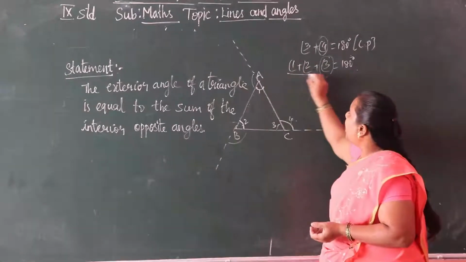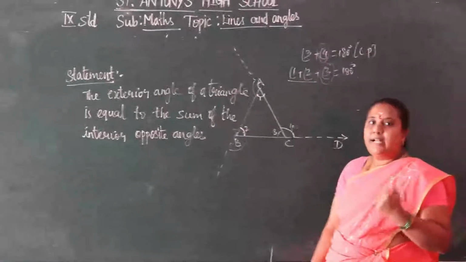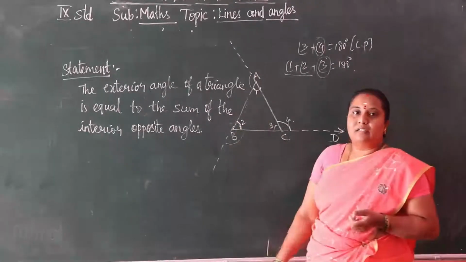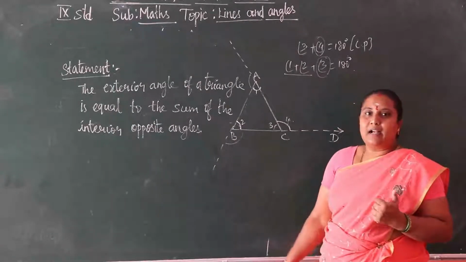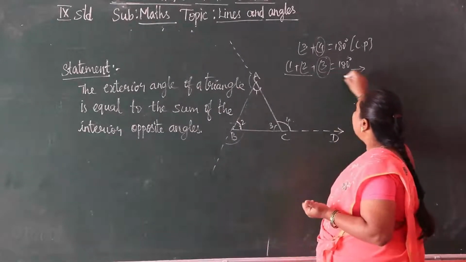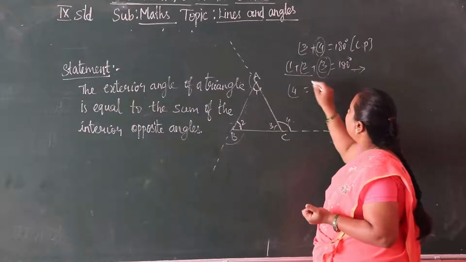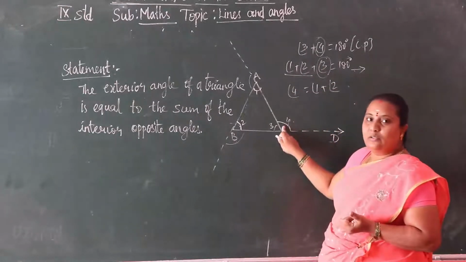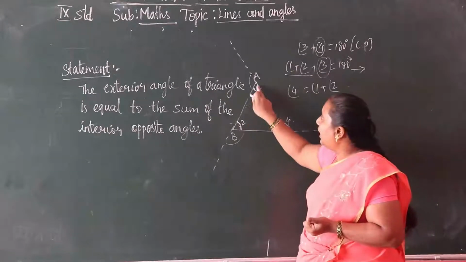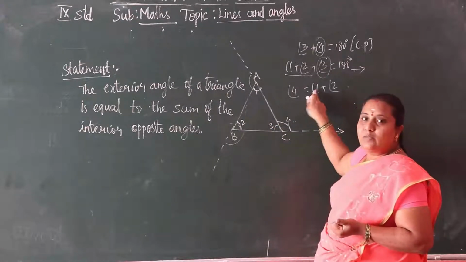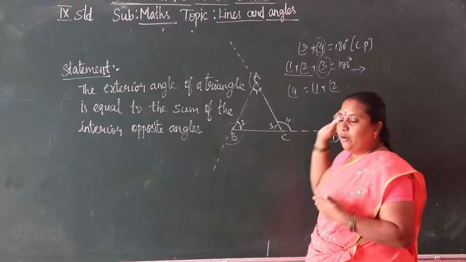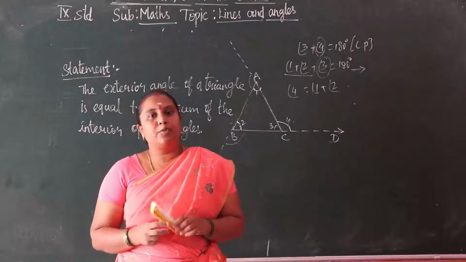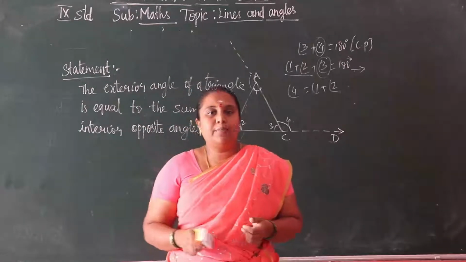So angle 4 equals angle 1 plus angle 2, equals 180 degrees. As the same, we can take all these three angles to prove the exterior angle property. So based on this, we can say angle 4 equals angle 1 plus angle 2. That is, the exterior angle of a triangle equals the sum of the interior opposite angles, angle 1 plus angle 2. Now this also I taught you. If they ask you to state the exterior angle property, you can prove this.